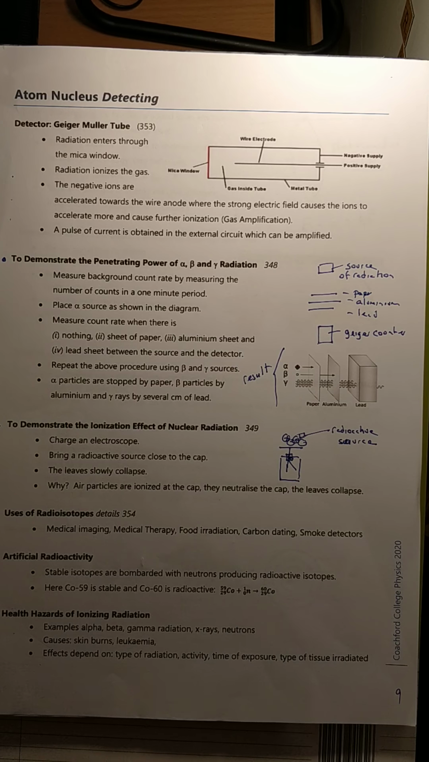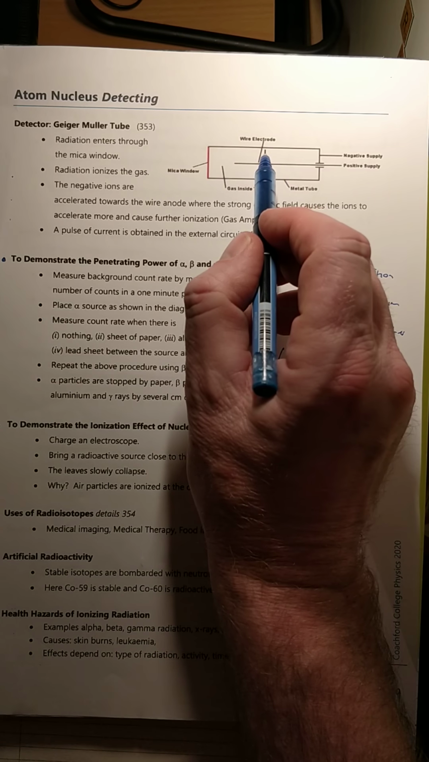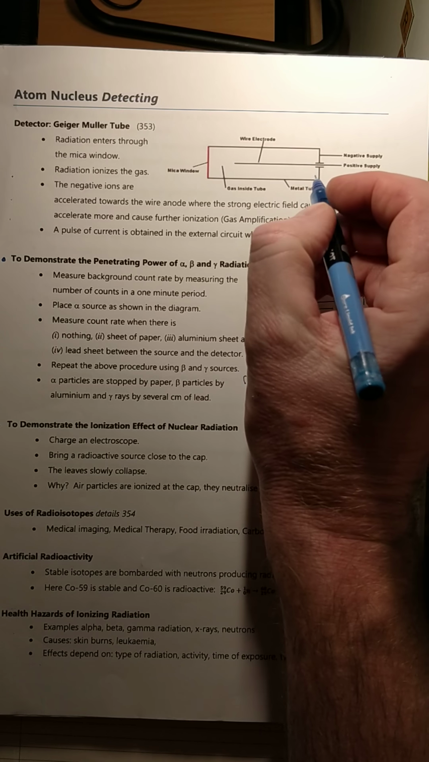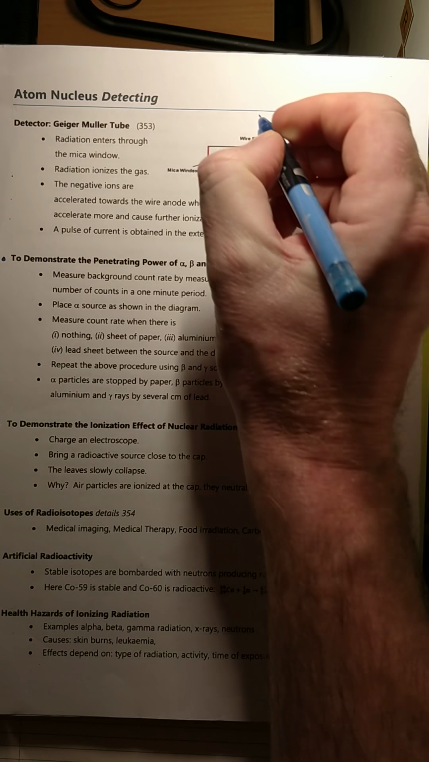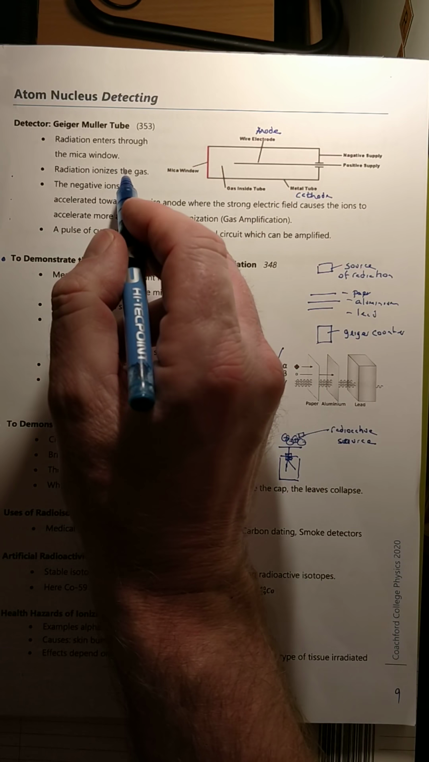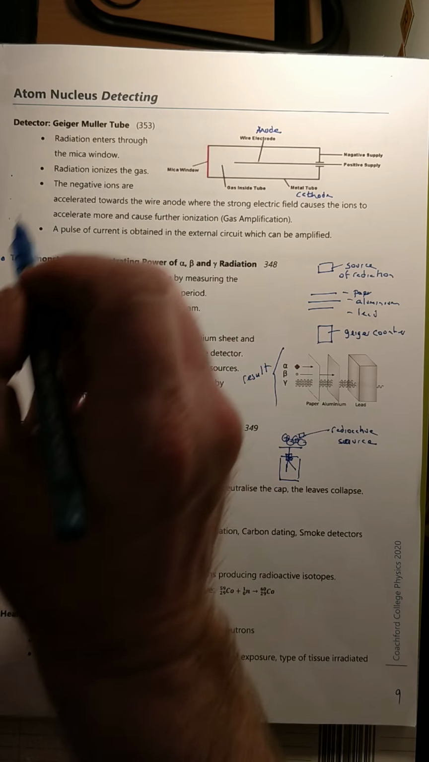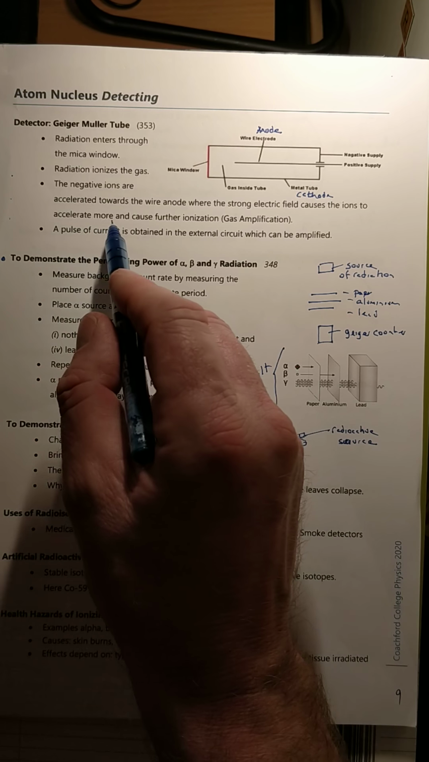Okay, diagram of a tube, so let's have a quick look above here again. We have a gas inside the tube, we have a metal tube, we have a wire electrode, negative supply, power supply. So the metal tube, write down that as the cathode, and the wire electrode is the anode. Radiation enters through the mica window, radiation ionizes the gas, negative ions are accelerated to the wire anode, where the strong electric field causes ions to accelerate more and more.